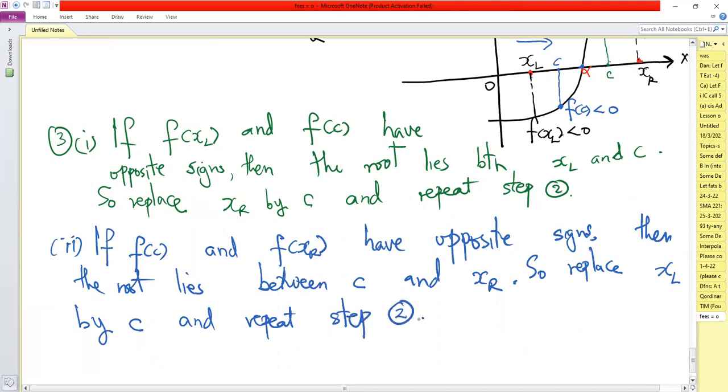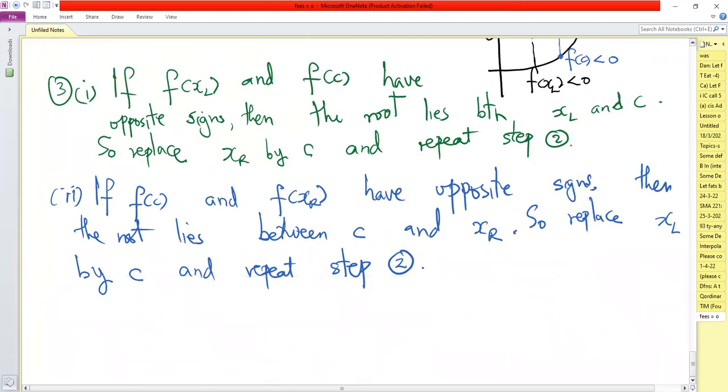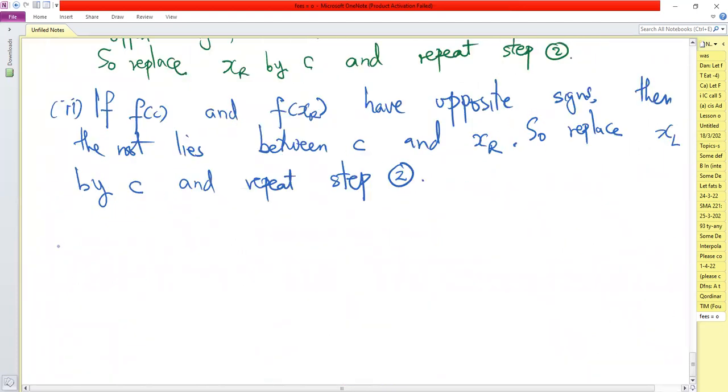Remember, the key thing is to reduce this gap from xl to xr so that we move closer and closer to this root alpha. So that's why we are doing this. And we know that the solution will be between xl and xr whenever the values of the function at these two extreme points in the interval have opposite signs.